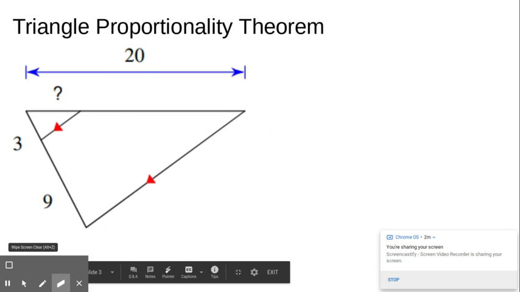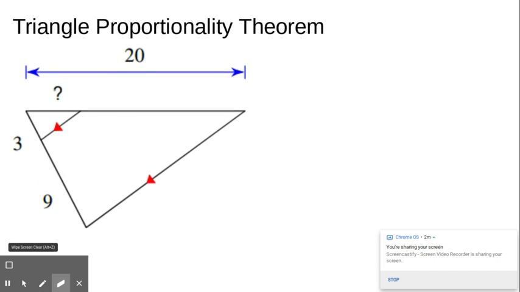Okay, so they tell me this whole left side over here is divided up into two segments, 3 and 9. The top side, the entire thing is 20, but I want this question mark here. I'm going to call the question mark X. So I'm going to label this X right here. So let's take X and throw it in a ratio. So I'm going to put X over 3. I'm going to choose to focus on that top side.